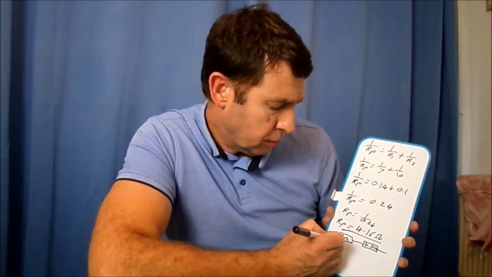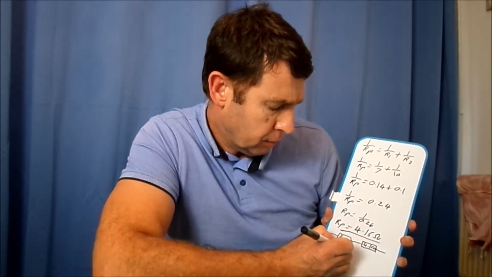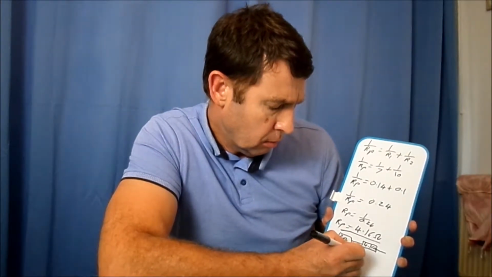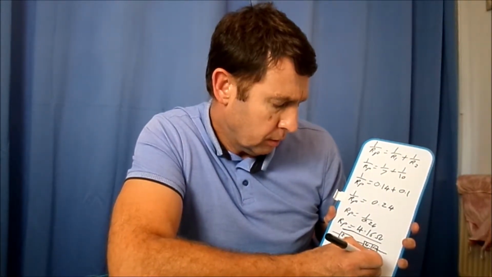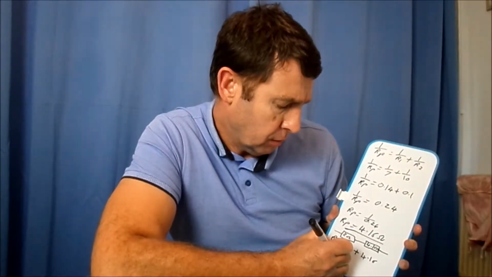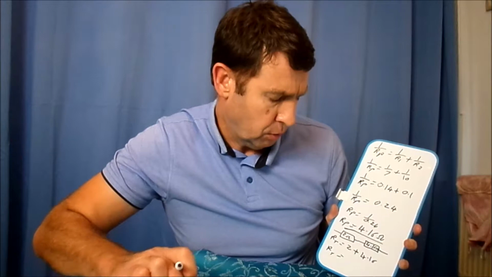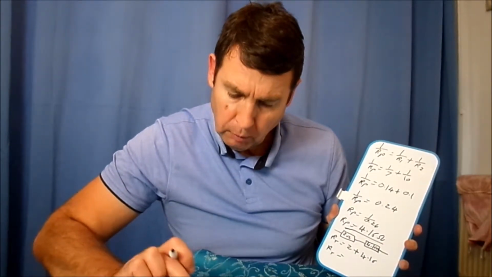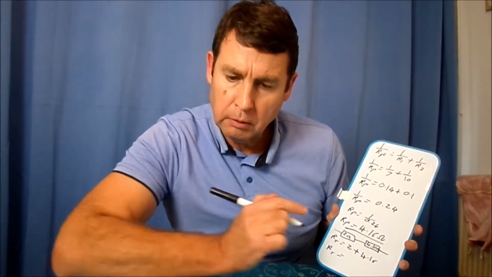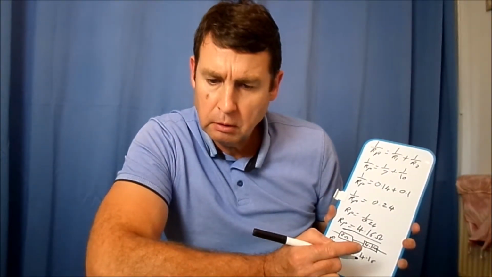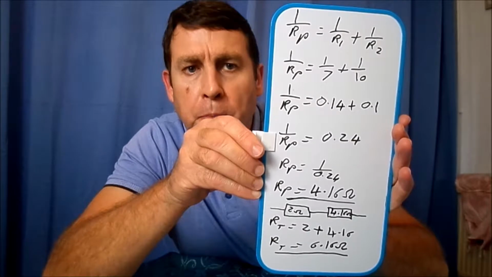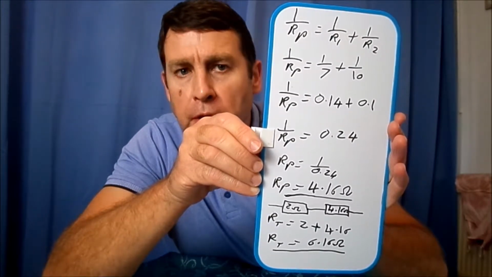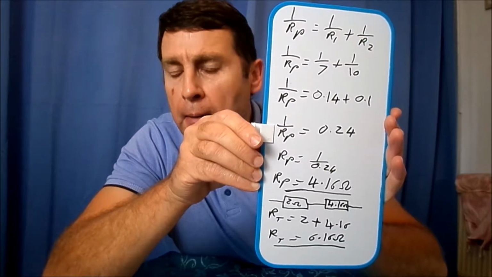So the total resistance of that circuit is going to equal 2 plus 4.16, and that equals 6.16 ohms. So there's the calculations for the series parallel network. If you want to do that yourself and have a go, write this down. What I want you to do now is have a little go yourself.